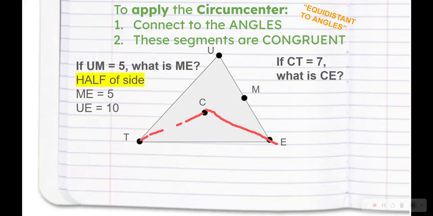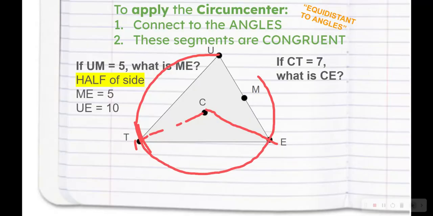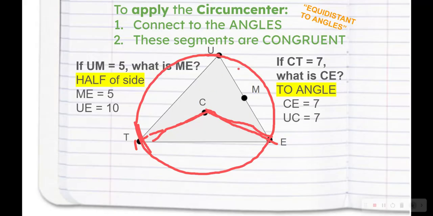Well, remember, this is the circumcenter, so I could draw a circle. Not very well, though, apparently. I could draw a circle, and all my vertices would be on that circle. So that means that this radius is congruent to this radius. So if CT is 7, CE is 7. And so is CU if you really wanted to know.